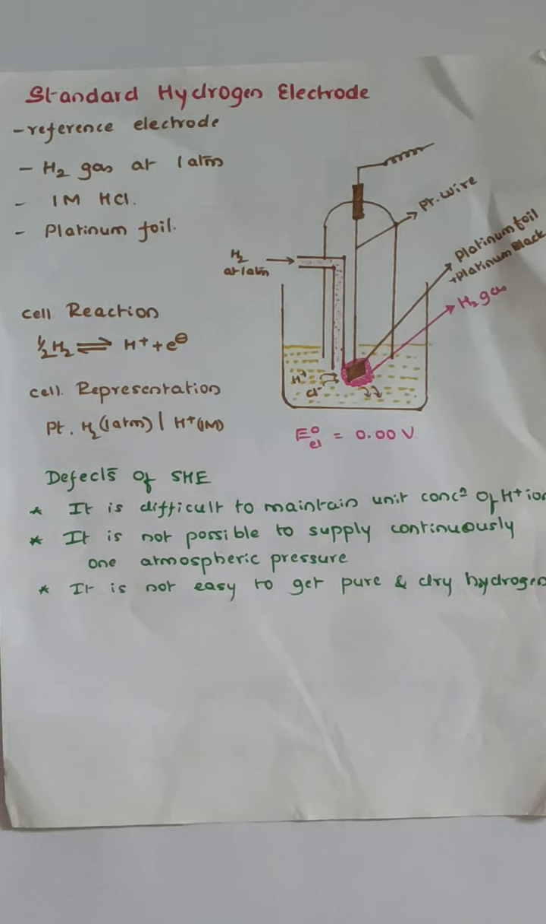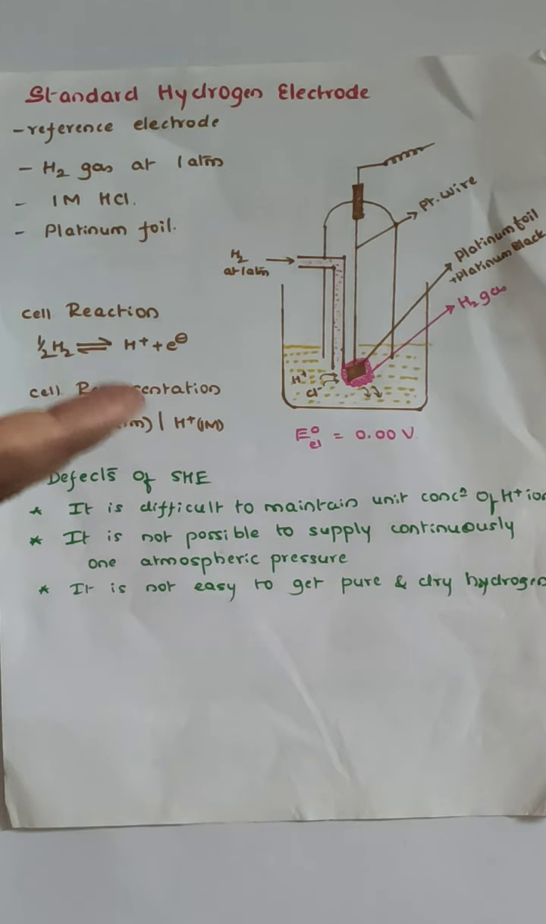For example, the standard hydrogen electrode, which is used as a reference electrode. So what is the standard hydrogen electrode? Hydrogen gas at 1 atmospheric pressure is bubbled through a solution of 1 molar concentration of hydrochloric acid. Here we take platinum foil as the electrical contact.